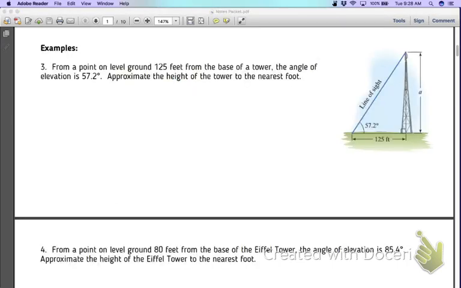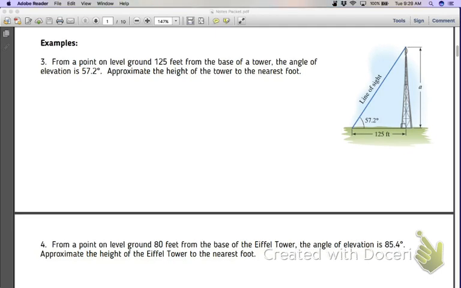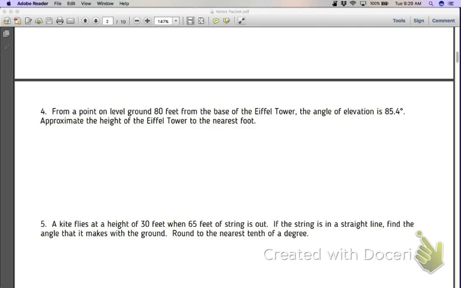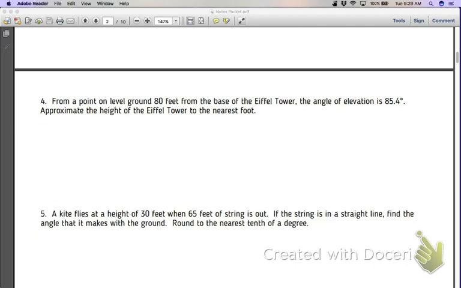In some cases, you'll be given pictures, and then it'll ask you to find certain things, like maybe the height of a tower. Everything is going to be a 90-degree angle for right now. In some cases, you may not have a picture. It may just tell you from a point on level ground 80 feet from the base of the Eiffel Tower, angle of elevation is 85.4 degrees. Approximate the height. If you don't have a picture, I would suggest drawing a picture. It's a lot easier, I feel like, for students to do that.